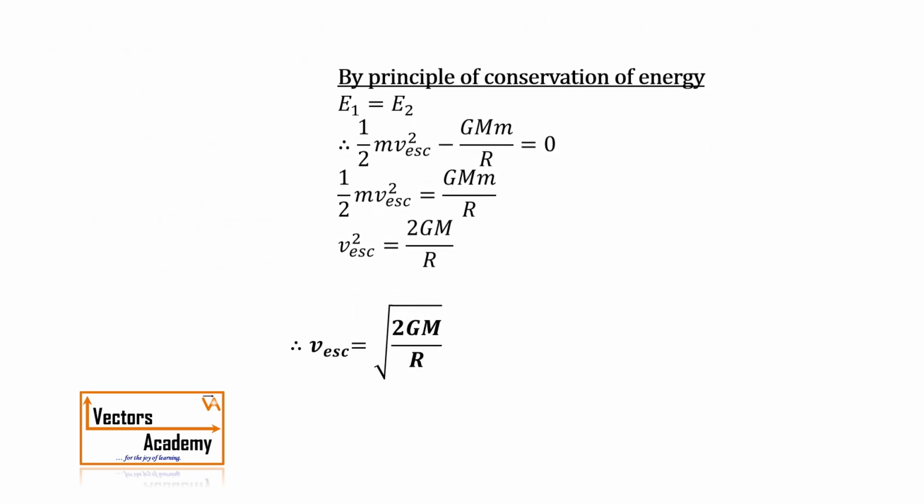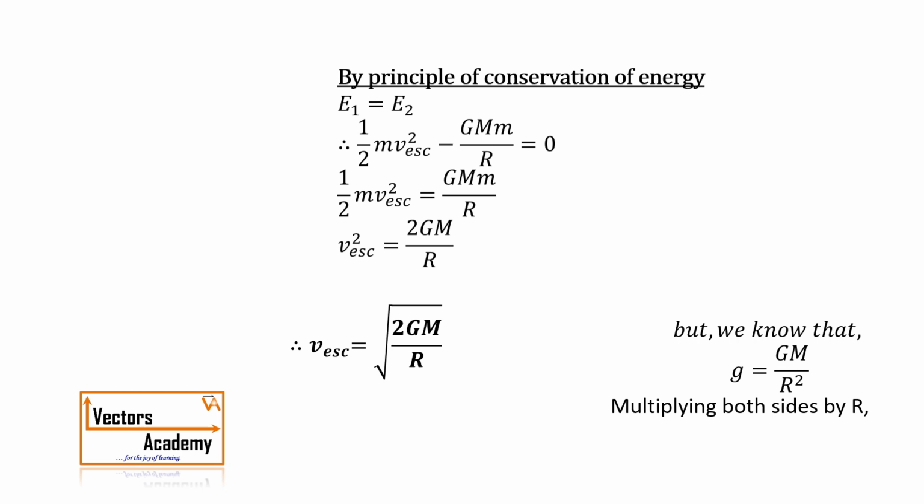Now, we can take the square root of the term, so we'll get the escape velocity as root of 2GM upon r. Now, if we look at the value of small g, it is GM upon r square. If we multiply both sides by capital R, what we will get is gR is equal to GM upon r. And the term GM upon r is already present in our derivation, right? So we'll replace GM upon r by gR. What we will get is the escape velocity is nothing but root of 2gR, where g is the acceleration due to gravity and R is the radius of Earth.